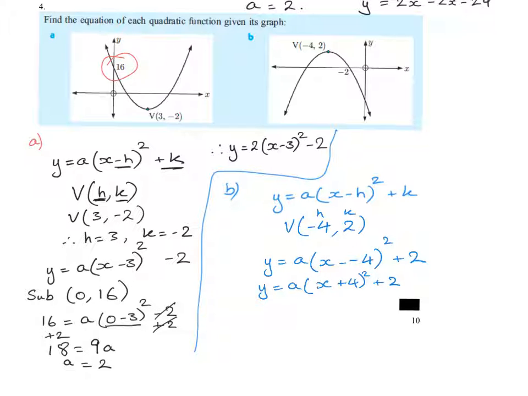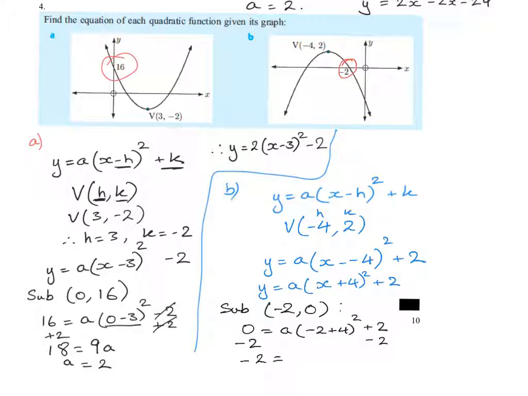Now, what other point do I know? This time, the only other point I know is an x-intercept. So I can work out that that point there is (-2, 0). It's the other way around. So I sub (-2, 0). And I get, okay, so this time 0 equals a times (negative 2 plus 4) squared plus 2. Again, I might minus that constant 2 out onto the other side. Because I want a by itself. It's like an equation now.